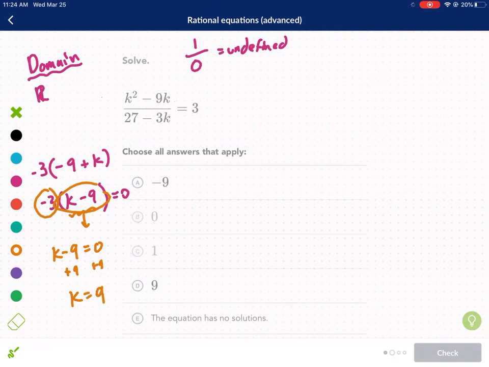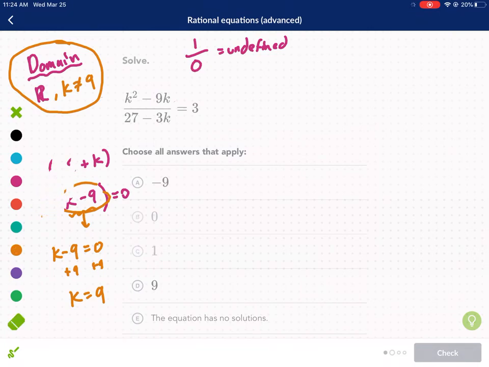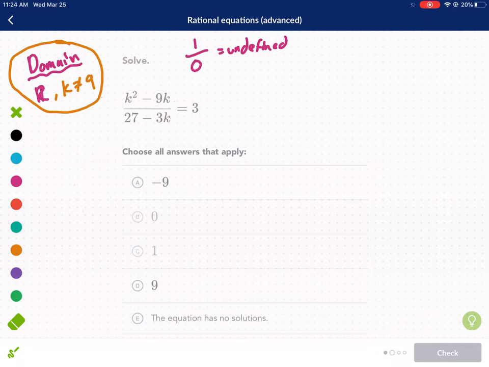So if we get an answer, we have to check to see if it's 9. If it's 9, then there's no solution. Our domain is going to be all real numbers except for 9. Why 9? Well, if we put 9 into the denominator, we would do 27 minus 3 times 9, which is 27. So that'd be 27 minus 27. That would give us 0. And if you divide by 0, you get an answer that is undefined.